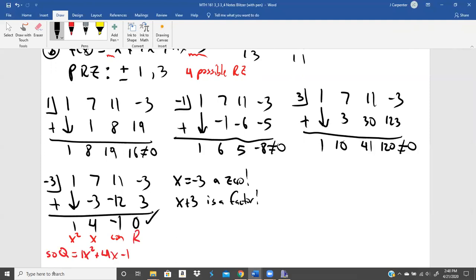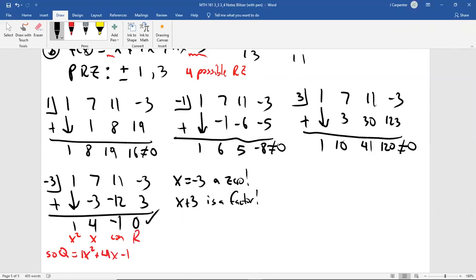So we can now rewrite our function. F of x can be rewritten as x plus 3, which if you set that equal to 0 would give you your negative 3 of a 0, times the quotient. It's always the factor times the quotient. And that quotient was the 1x squared, or just an x squared, plus 4x minus 1. So now, the x plus 3 we're done with. We just got to focus on this part, the x squared plus 4x minus 1.